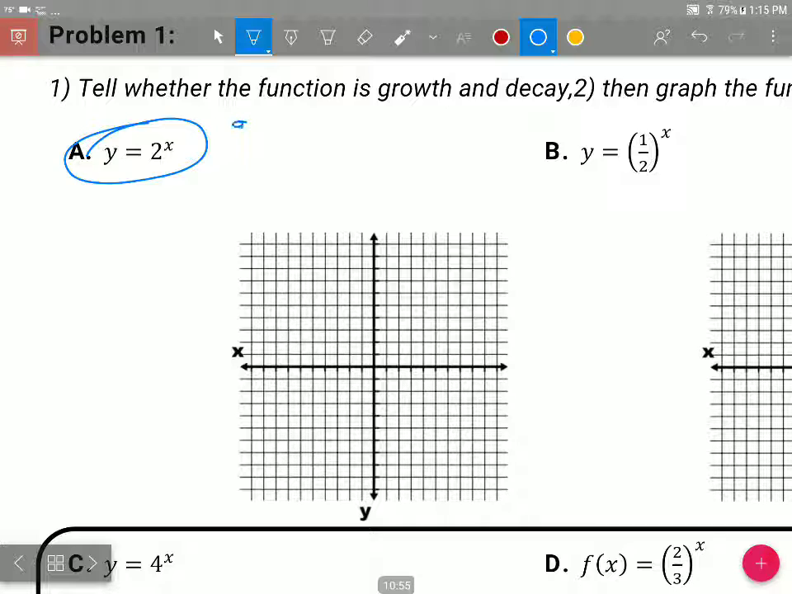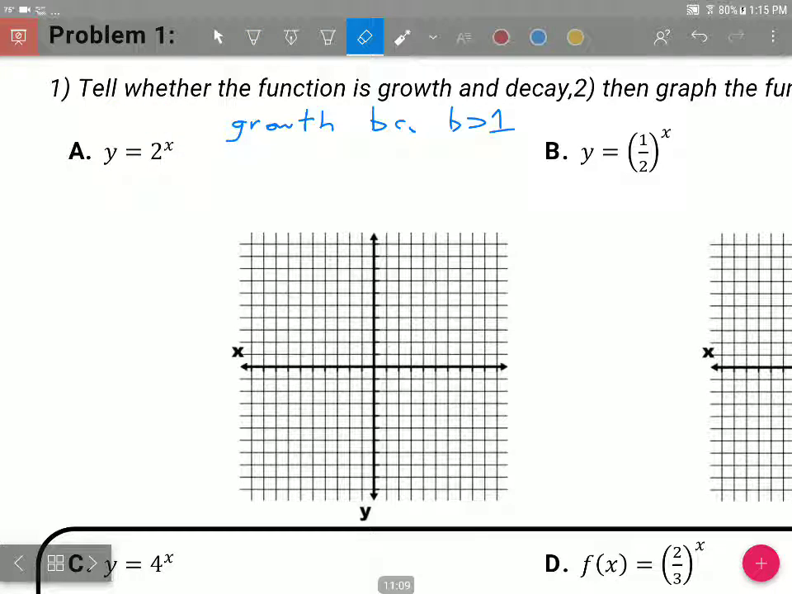Good, it's growth. Growth? Because B is greater than 1. Well, what's your B value in this case, Henry? 2. Is 2 bigger than 1? Yeah. Then it's growth. I put "because" like that.